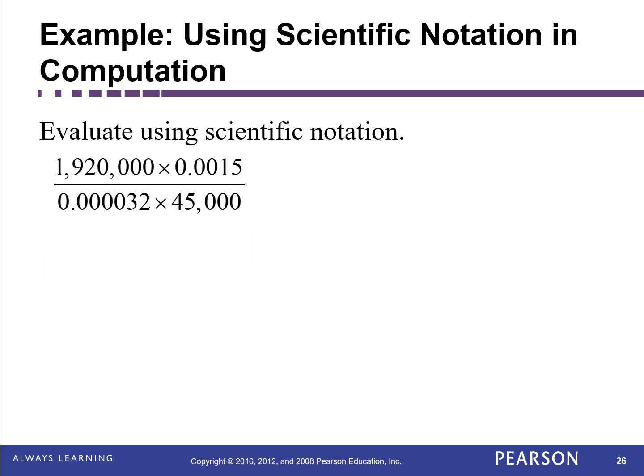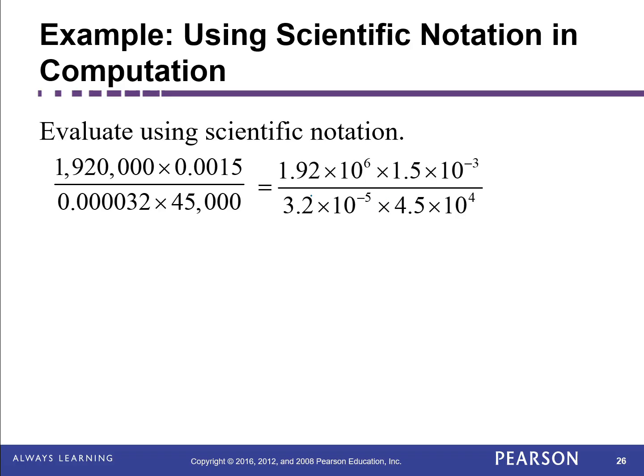Now, let's try to evaluate this one using scientific notation. Okay, I've got 1,920,000 times 0.0015 divided by 0.000032 times 45,000. Okay. Now, what we're going to want to do here is convert everything to scientific notation, because that's going to allow us to take these tens and use our property of exponents to combine them to make all of this multiplication a lot simpler.